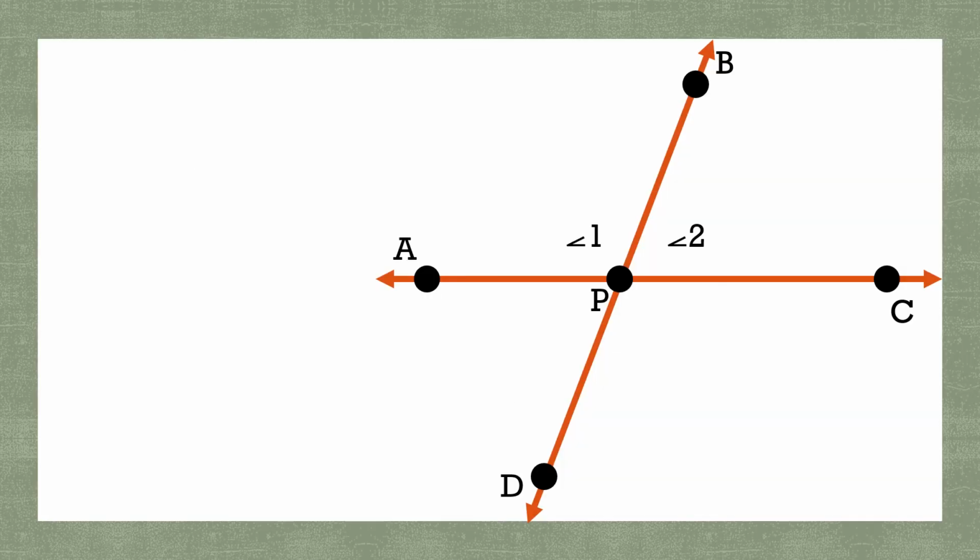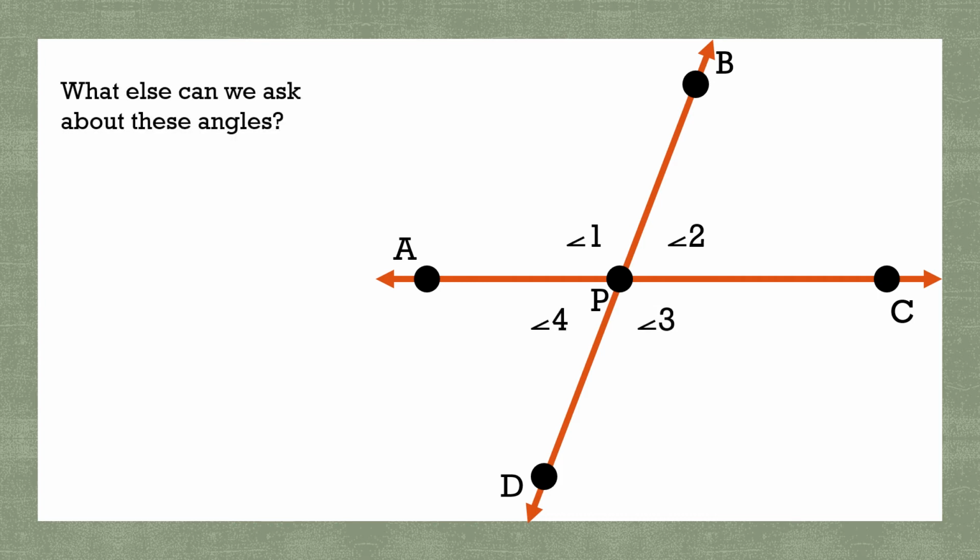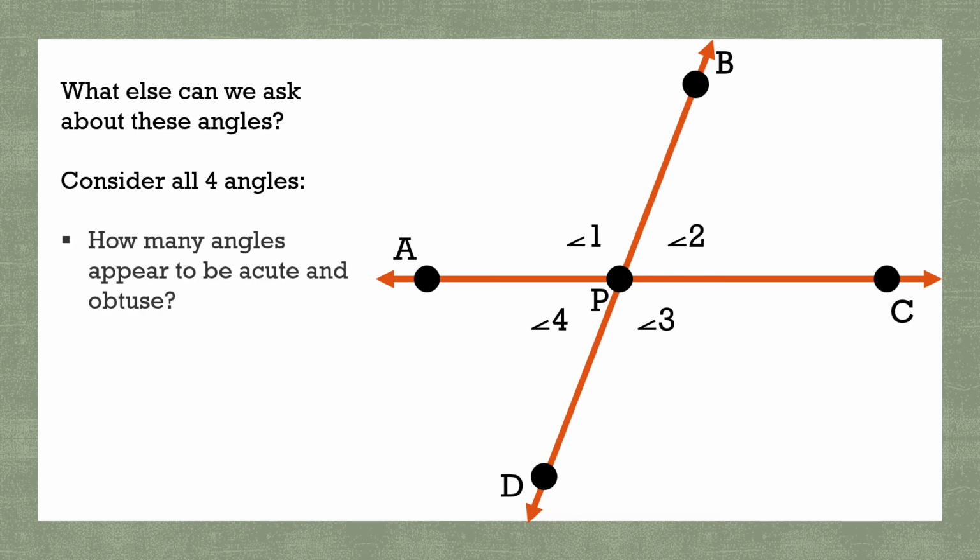All right, so we're back at our lines and angles that we were talking about before. Let's go ahead and finish this off with angles 3 and 4, and let's see what else we can ask about these angles, because we want to be inquisitive, get in that mindset. So let's consider all 4 angles and ask a few questions. Like, how many angles appear to be acute and obtuse? Okay, so I can pretty easily see that angles 1 and 3 are obtuse and angles 2 and 4 are acute. But there's more going on there, and we're going to get to that soon.